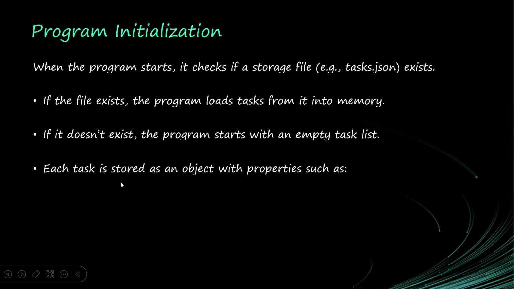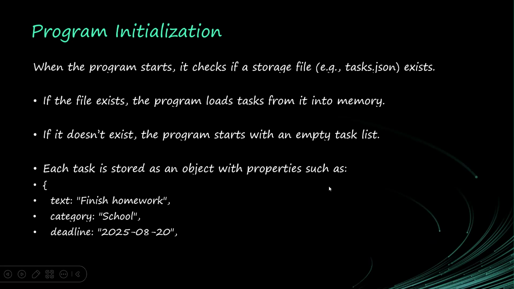And then each task is stored as an object with properties such as this. So now look at what we are saying here. When we start the program, we are going to check if we have any storage file, like the tasks that the user wants to perform. All right, this is a to-do list.